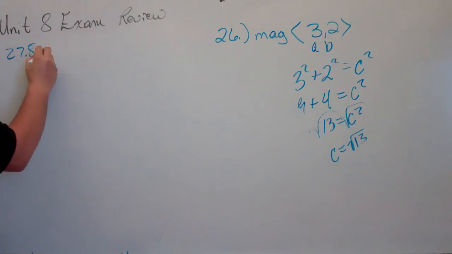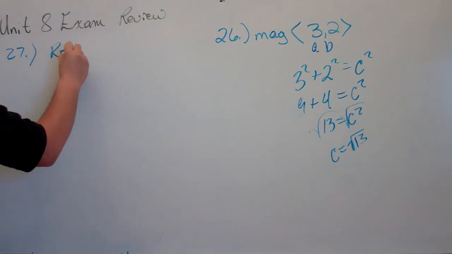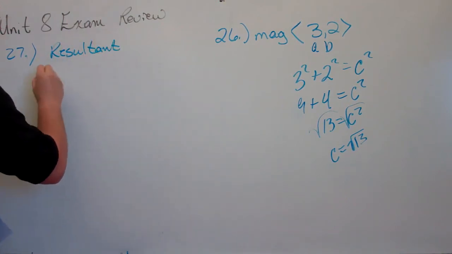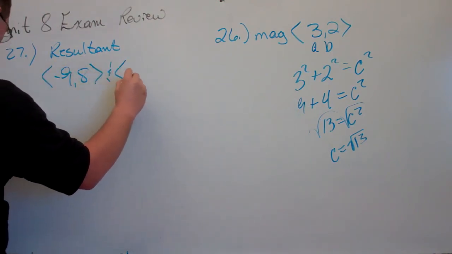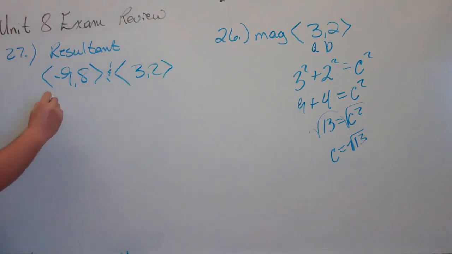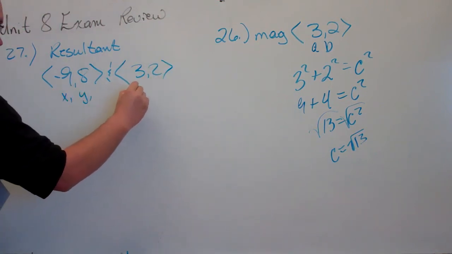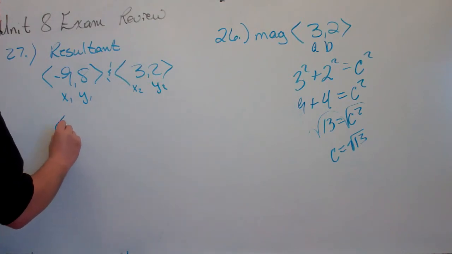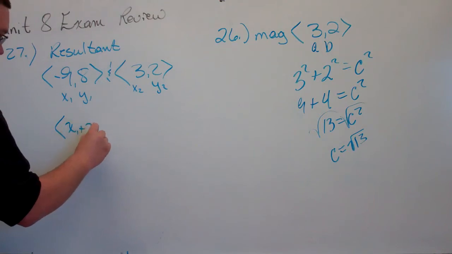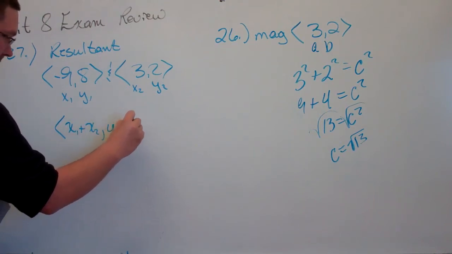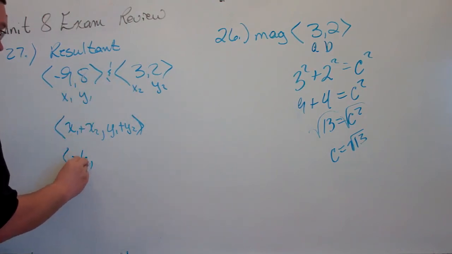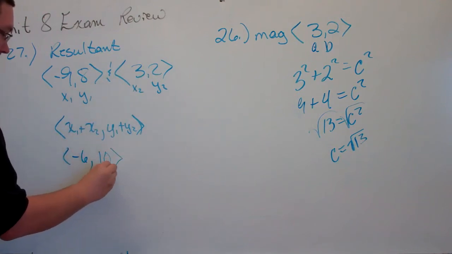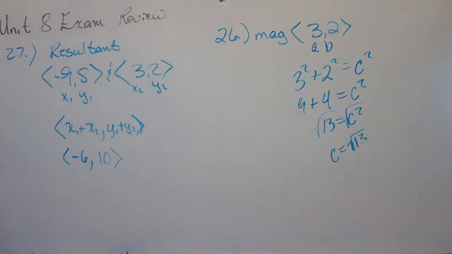Alright, 27. For 27 and 28, we want to find the resultant of two vectors. The resultant is fairly simple. All you're going to do, this is x1, this is y1, this is x2, this is y2. All your resultant is x1 plus x2, comma, y1 plus y2. So this is -9 plus 3, -6, 8 plus 2, 10. That is your resultant of those two vectors for 27.